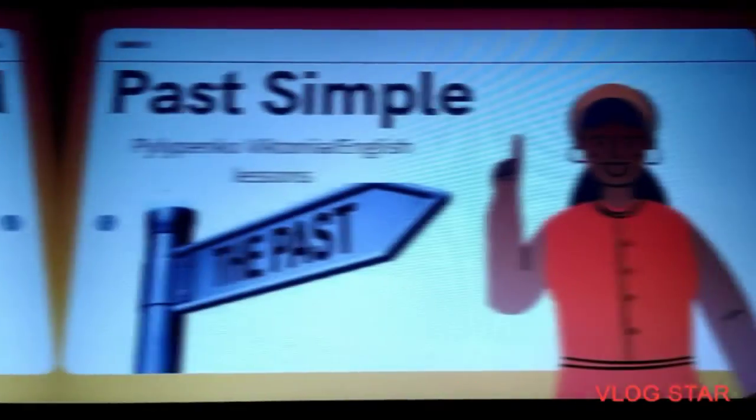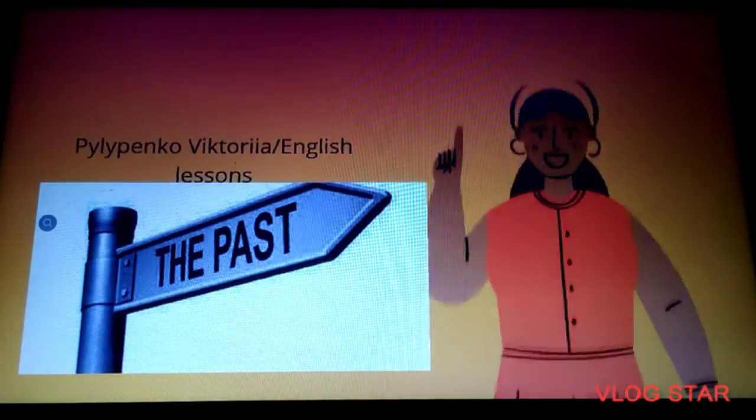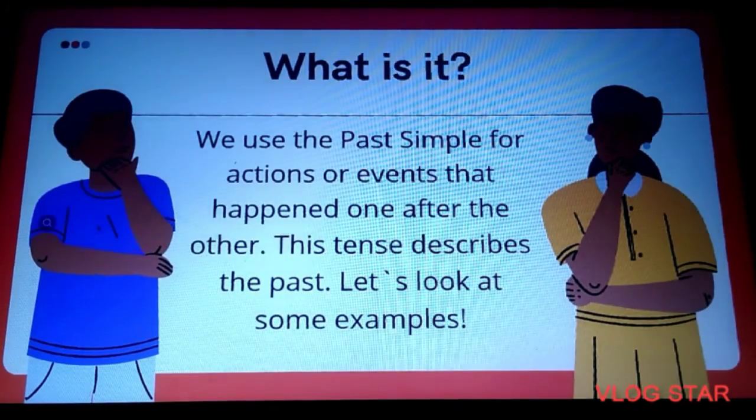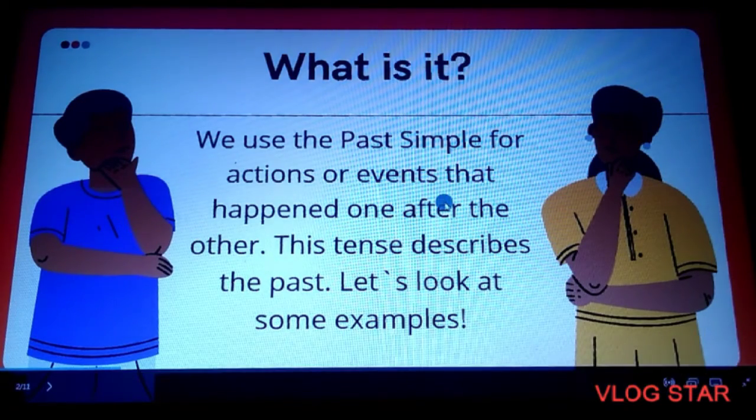So we see our presentation, past simple. At first we have the question: what is it? What is the past simple tense? We use the past simple for actions or events that happened one after the other. This tense describes the past. Let's look at some examples.